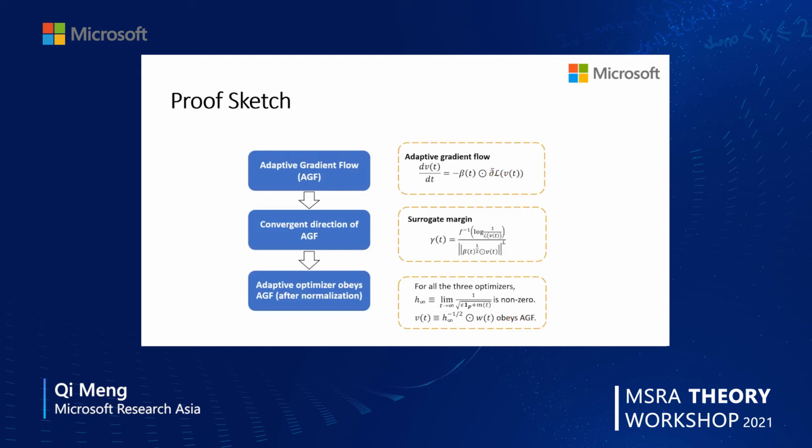In order to connect these optimization algorithms with the margin theory, first, we propose adaptive gradient flow to put them in a unified framework. All three optimizers are special cases of this adaptive gradient flow. And the beta t in the adaptive gradient flow should satisfy that their limits both approach the unit vector.